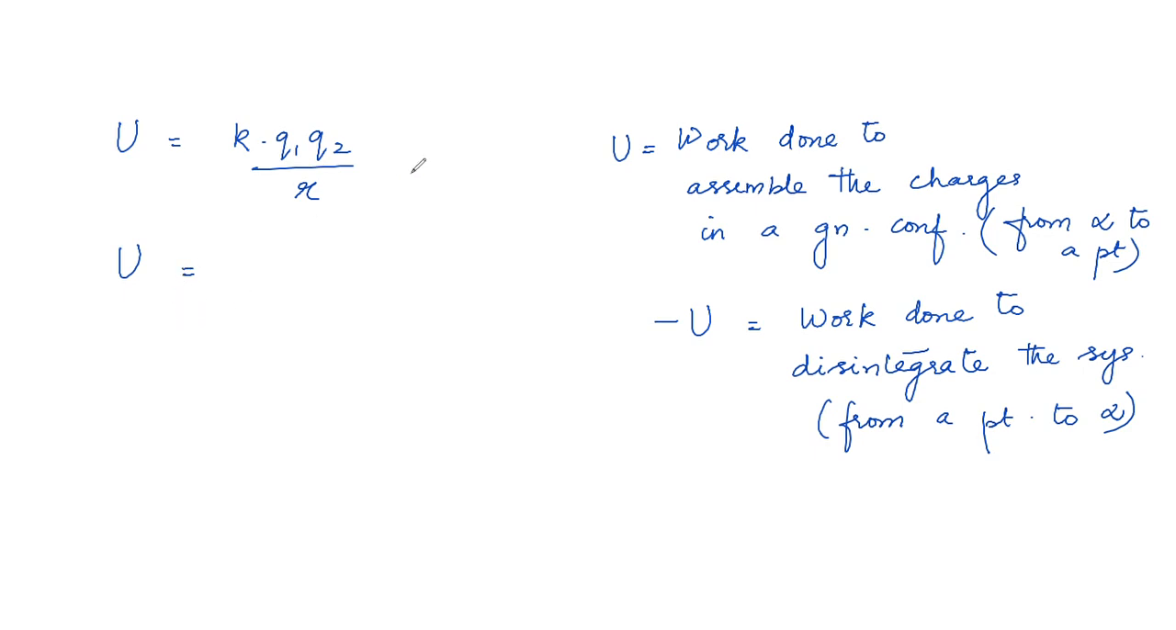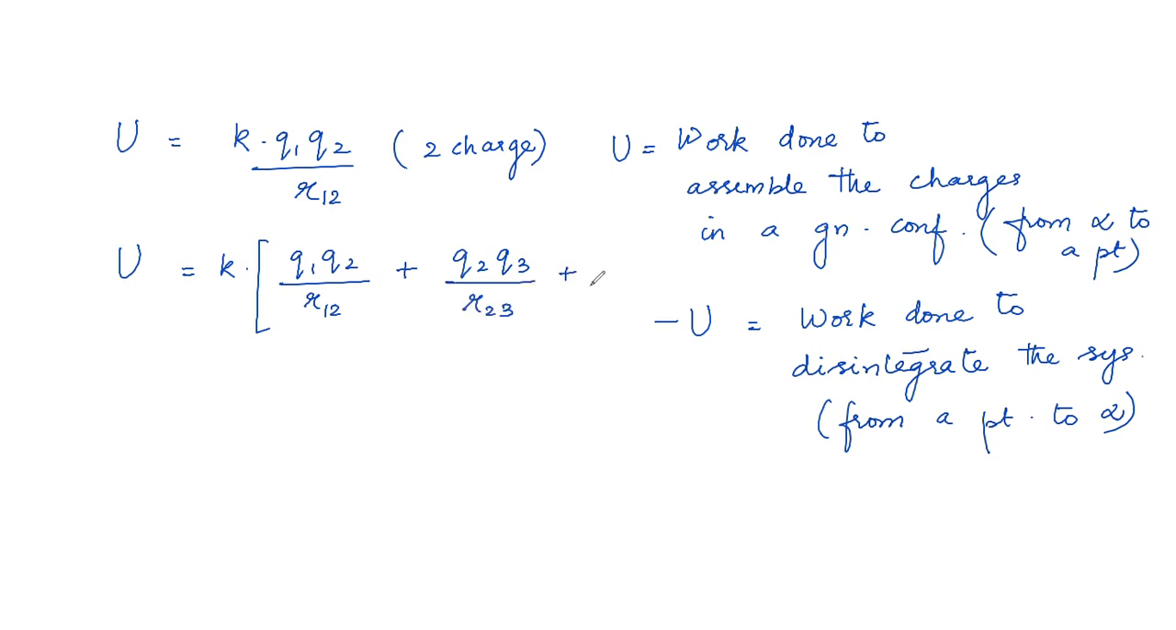So this is for a two charge system. There is only one term, that is Q1 Q2 by R. If it is going to be a three charge system, this is R12, the distance between the first charge and the second charge. So this will be Q1 Q2 by R12 plus Q2 Q3 by R23 plus Q1 Q3 by R13. I hope you understand this. This is for a three charge system where you are going to find out the work done. It will be three different works done for you.